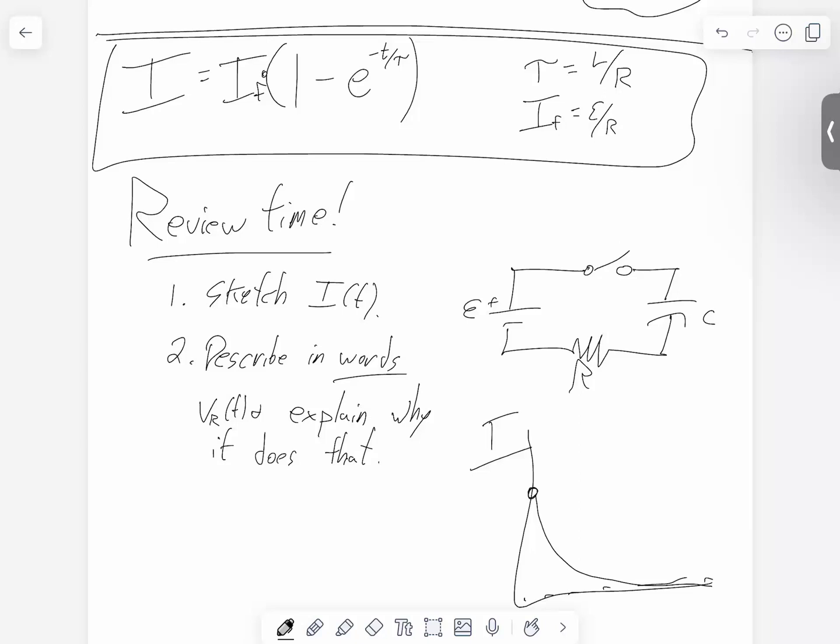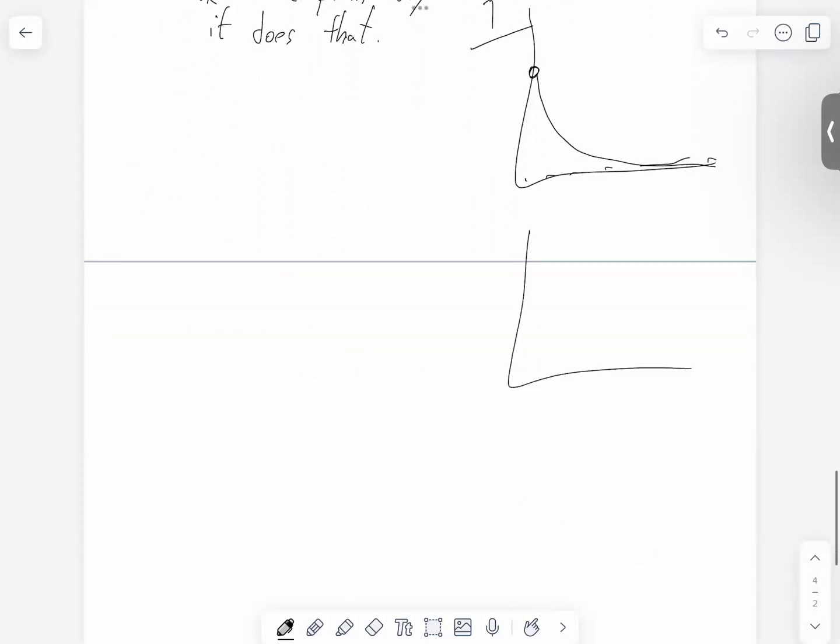Show me with your hand. Trace it out. Okay, so if that's the voltage across the capacitor, what must its charge be doing? Voltage rises steeply and tapers off. What must the charge on the capacitor be doing? Yeah, in what way?